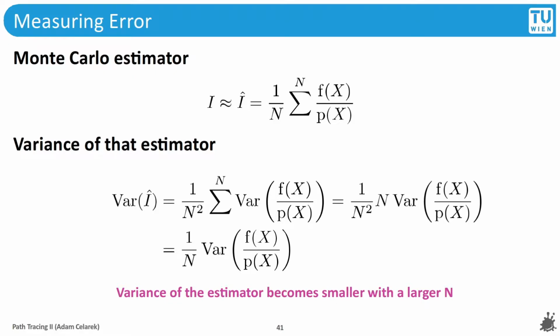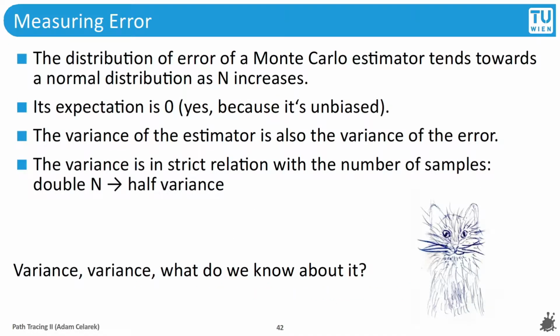Neat. To summarize, the distribution of error of a Monte Carlo estimator tends towards a normal distribution as n increases. Its expectation is 0. Yes, because it's unbiased. The variance of the estimator is also the variance of the error. And finally, the variance is in strict relation with the number of samples. Double n will result in half the variance.